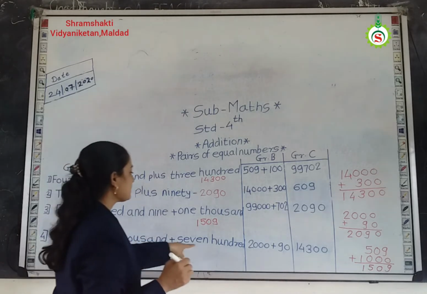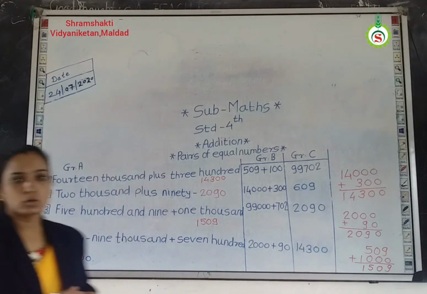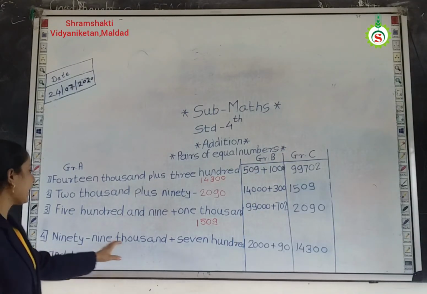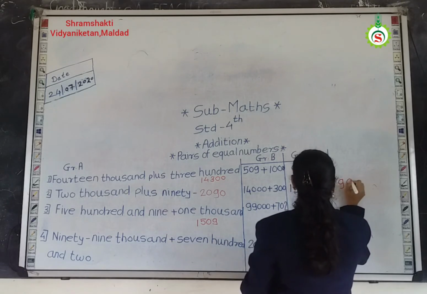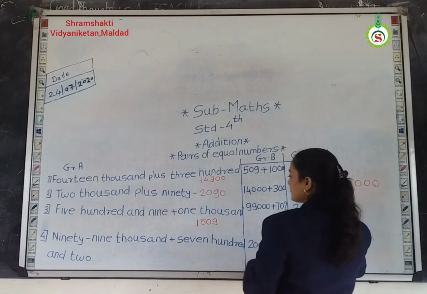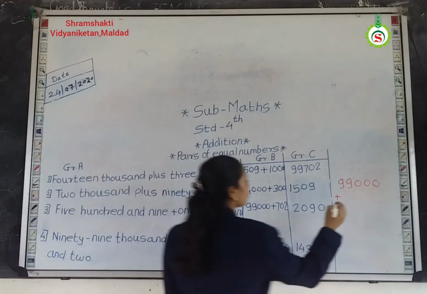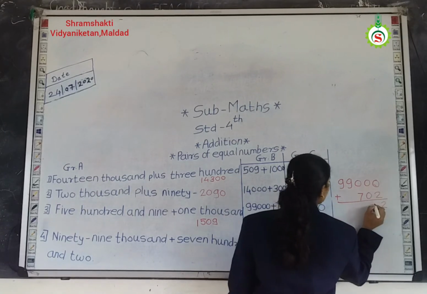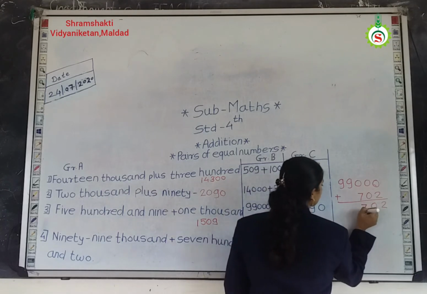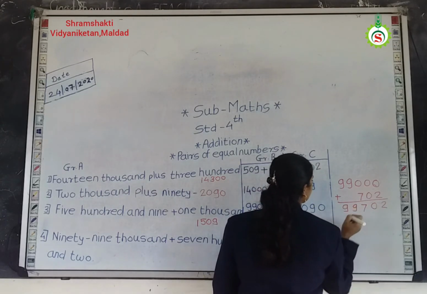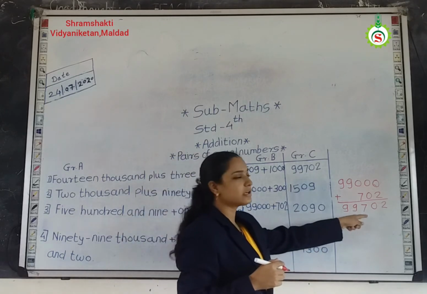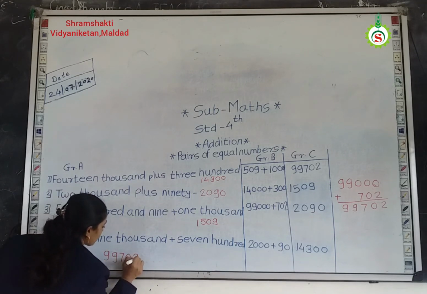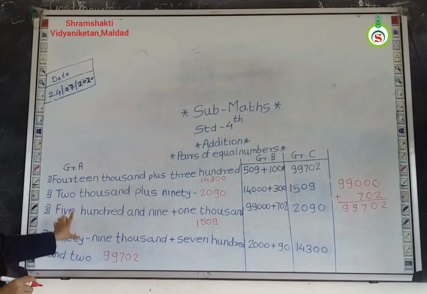99,000 plus 702. Do this addition. 0 plus 2, 2. 0 plus 0, 0. 0 plus 7, 7. 9 as it is, again 9 as it is. Our answer is 99,702. Our group A solution is completed.